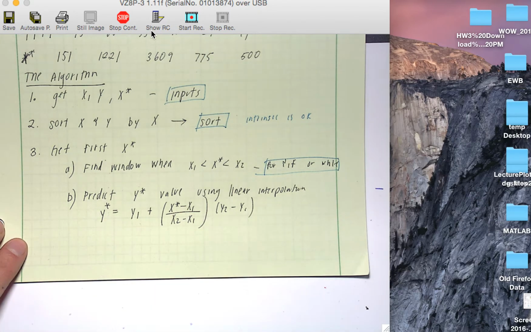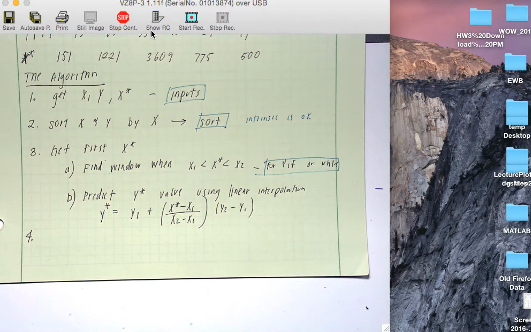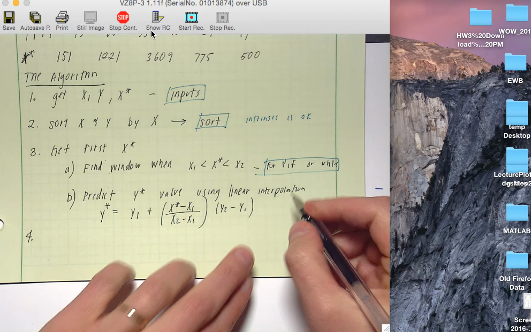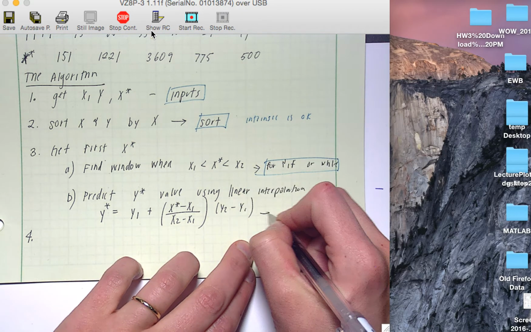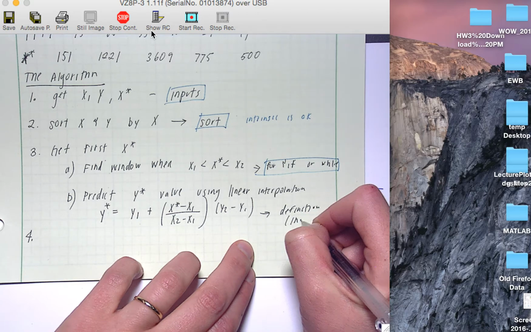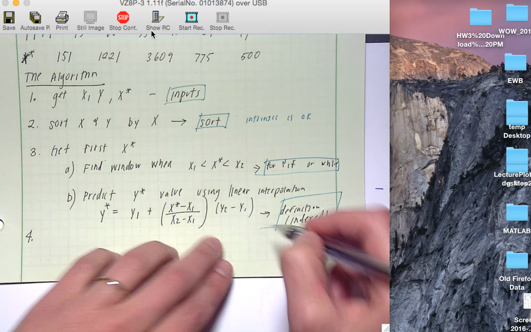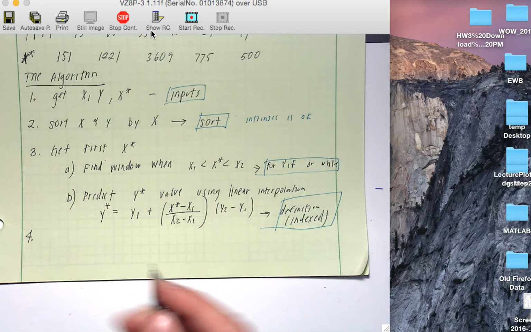So that got us the first y star value. And so this is just going to be a definition, and it will be indexed. You need to make sure you index y star. But there's nothing really particular for that, the MATLAB version.